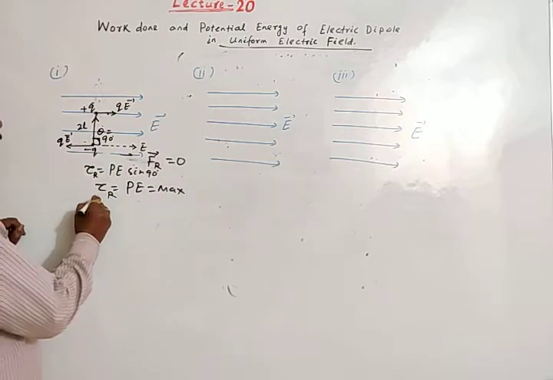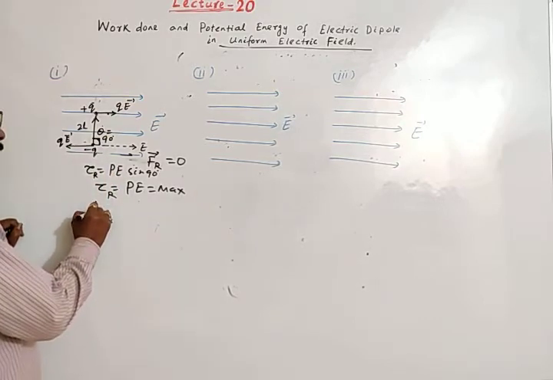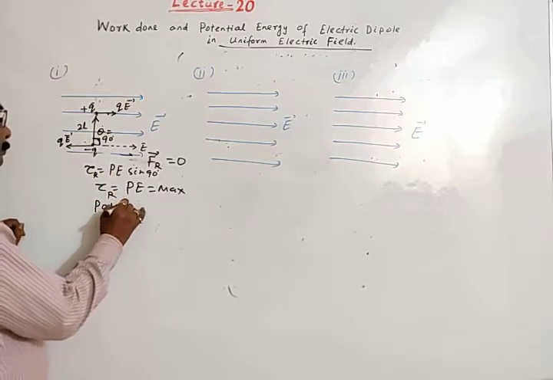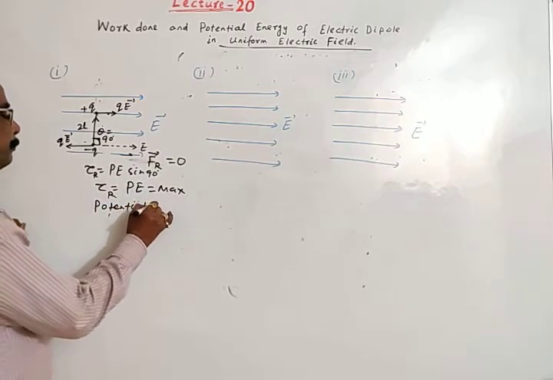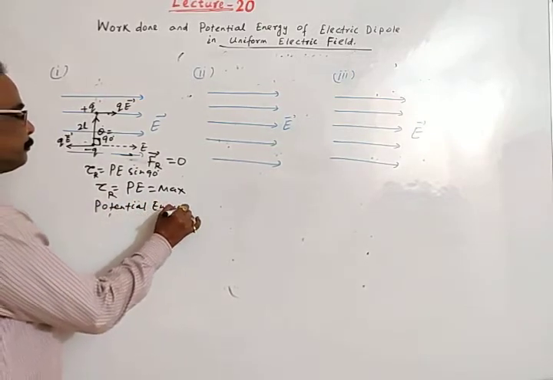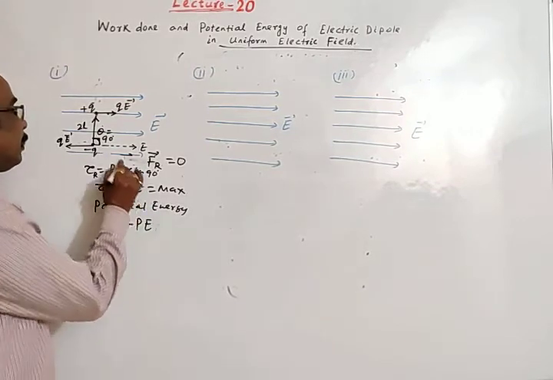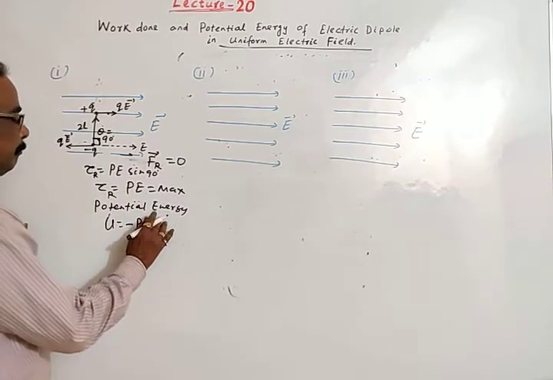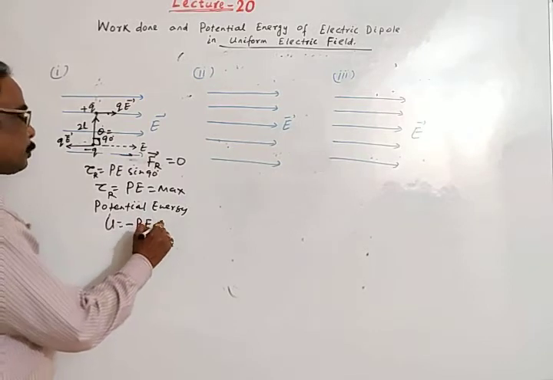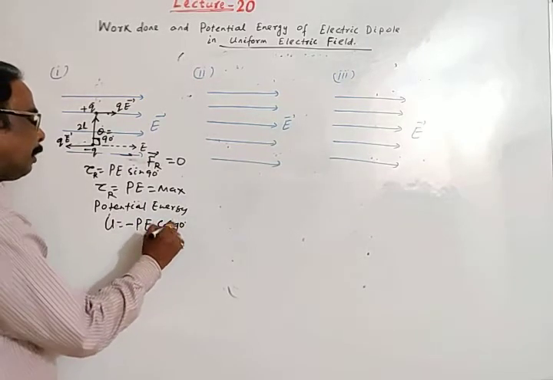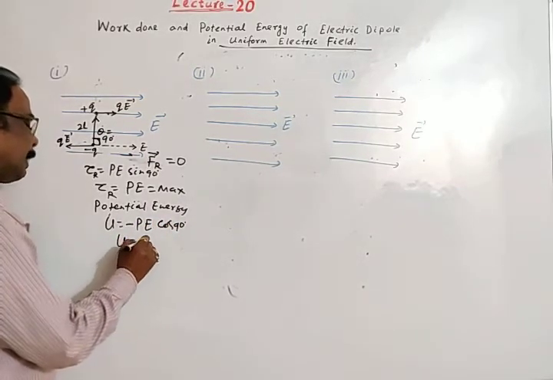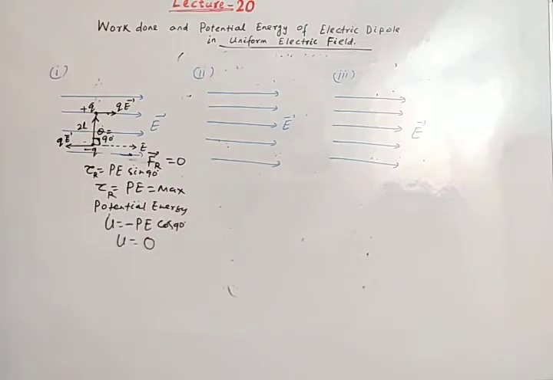Here the potential energy U is minus P E cos theta, cos 90, so potential energy is 0.